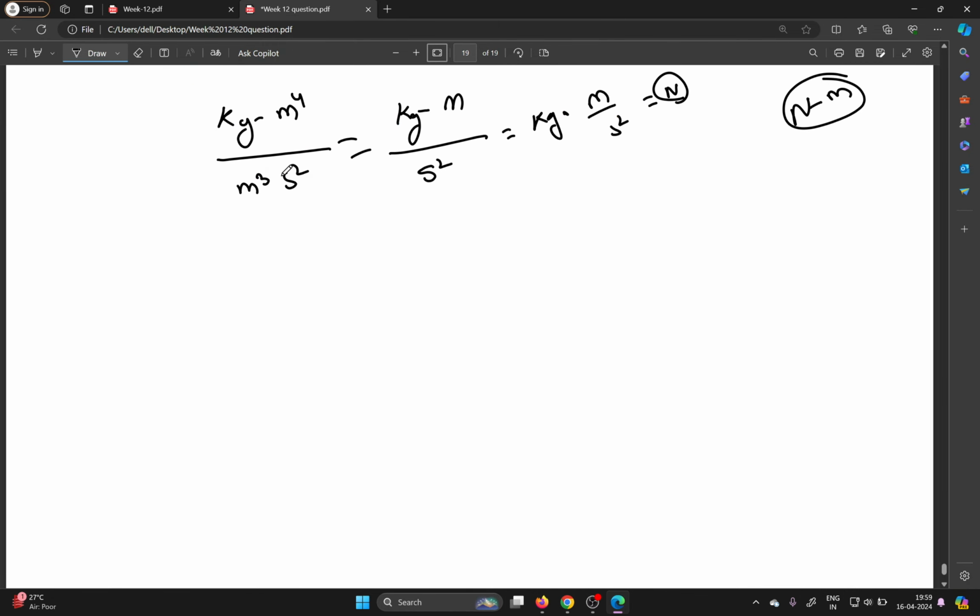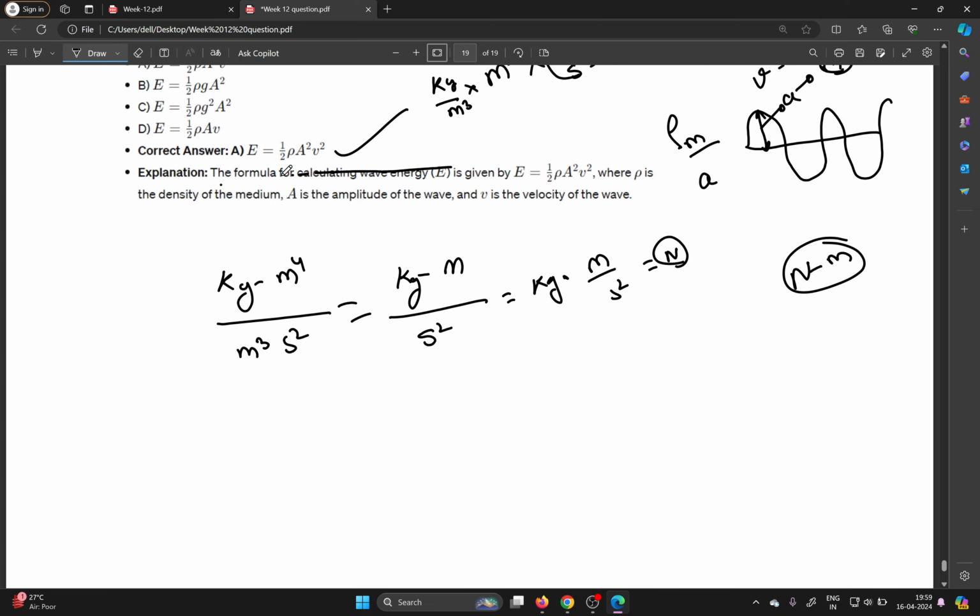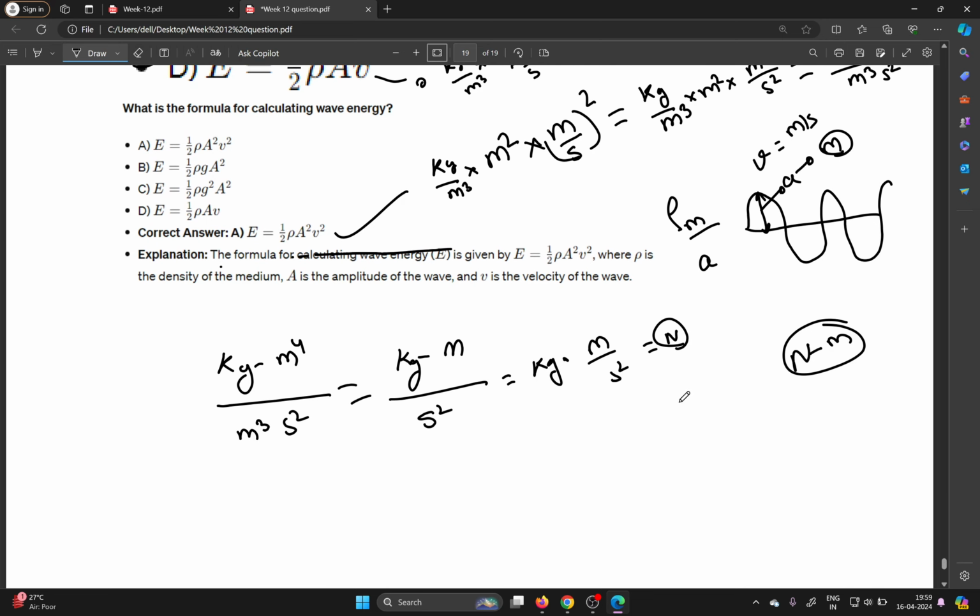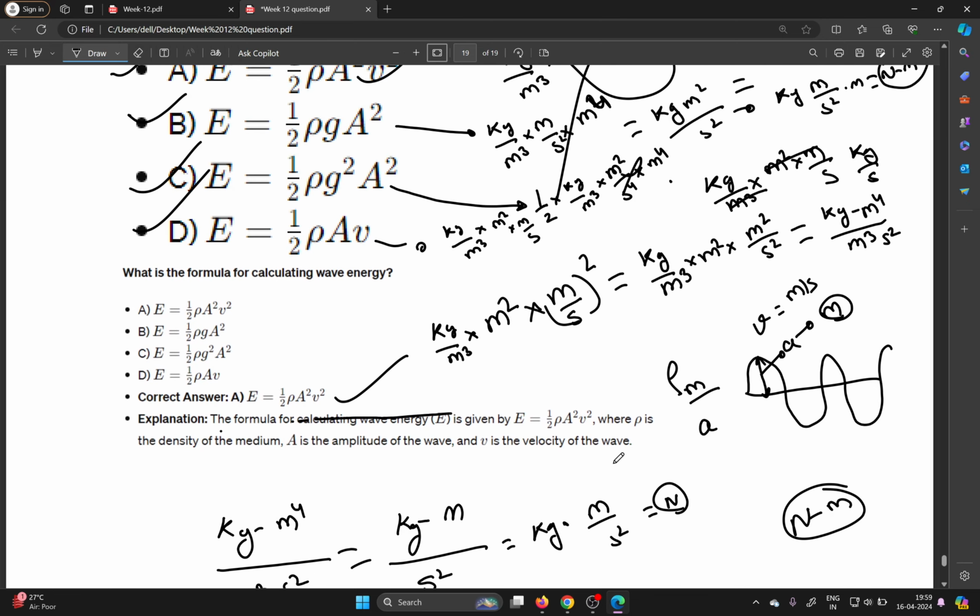Okay. So maybe this is per unit length. Whatever the formula is there, this is the energy per unit length, energy per unit length of the wave. Then it is correct. Remember.